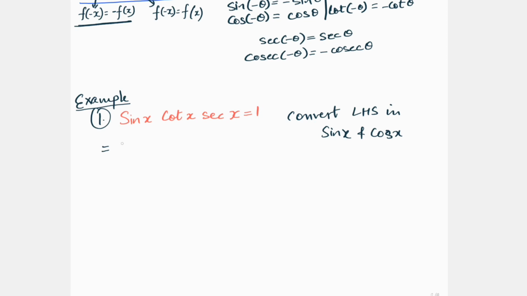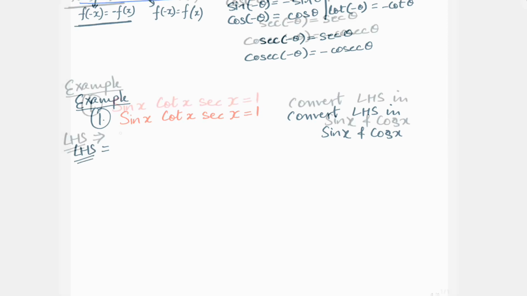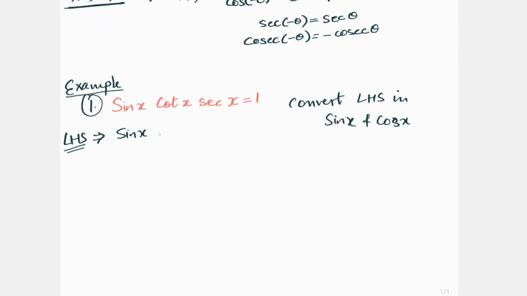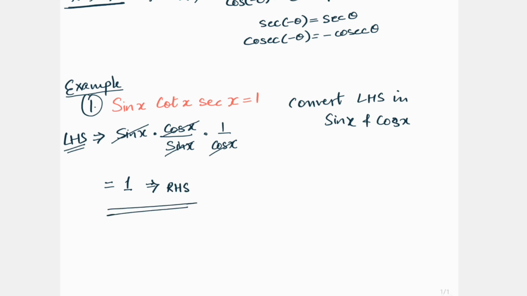So we will have left hand side equals sine x times cot x, which is cos x over sine x, times sec x, which is 1 over cos x. Now sine x divided by sine x cancels, cos x divided by cos x cancels, and it equals 1, which is equal to the right hand side. So that is our first example.